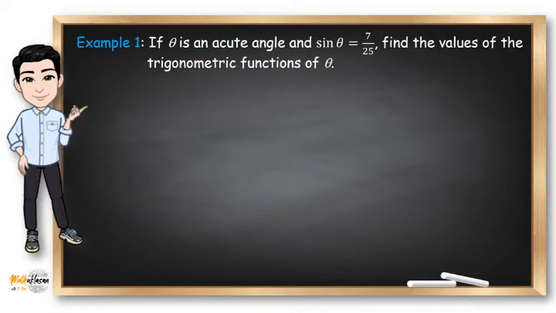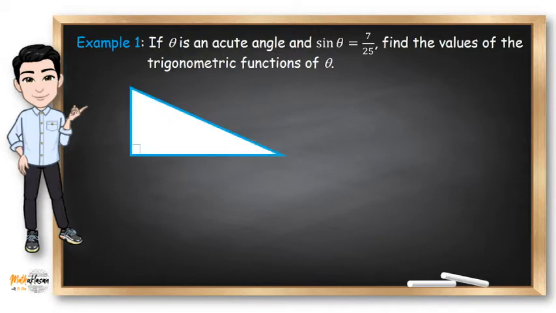Now, how do we find those 6 trigonometric functions if we have this kind of given? If theta is an acute angle and sine theta is equal to 7 over 25, find the values of the trigonometric functions of theta. So, pag ganyan, kailangan muna nating mag-drawing ng right triangle. And we need to assume that sine theta here has the opposite side 7 and the hypotenuse as 25.